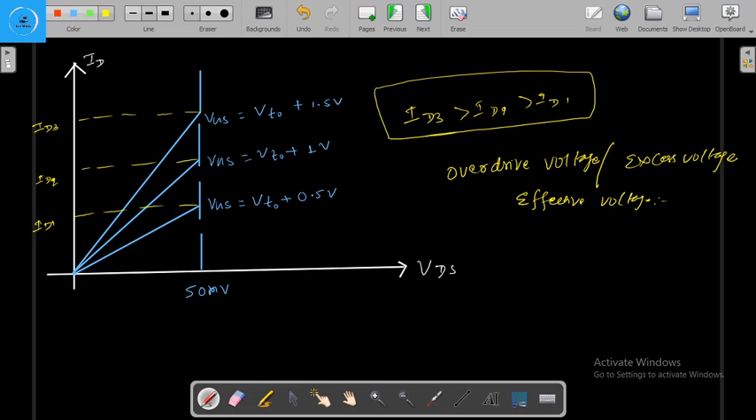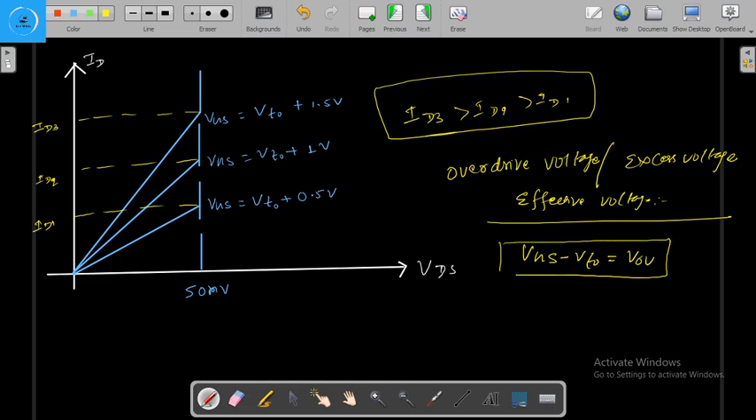So what is this? This overdrive voltage, or excess voltage, or the effective voltage, is the voltage applied at the gate terminal above the threshold voltage. So we can say VGS minus VT naught will be equal to the overdrive voltage, or the excess voltage, or the effective voltage. This is the voltage applied at the gate terminal beyond the threshold voltage, known as the overdrive voltage.